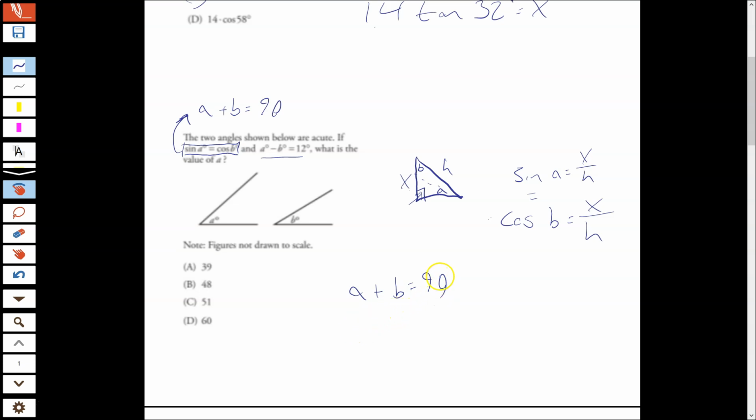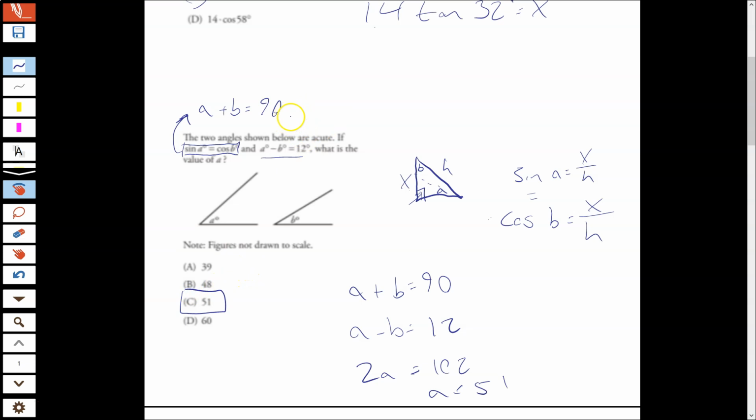So I think the easiest way to do this one is just elimination, right? A minus B equals 90, and then 2A, not 90, right? A minus B equals 12 was my second equation. And then when I add these, 2A, my B's cancel, 102. And then I divide by 2, I get A equals 51 degrees. Okay.